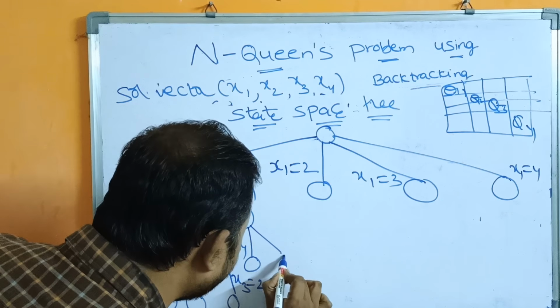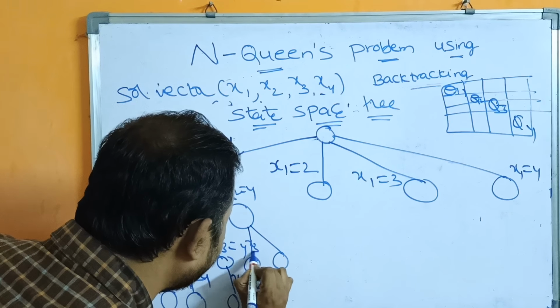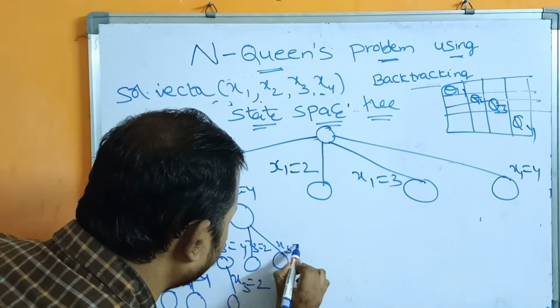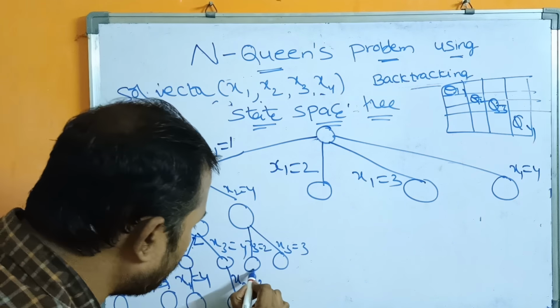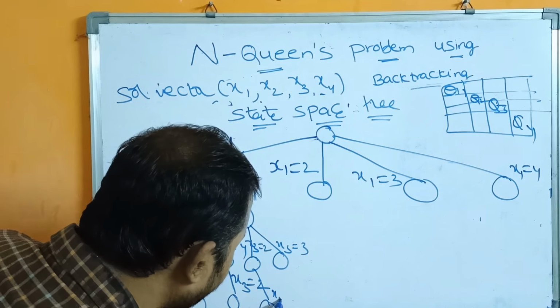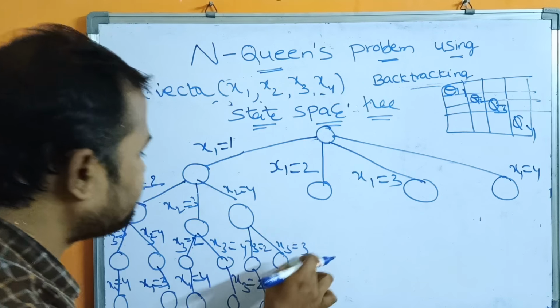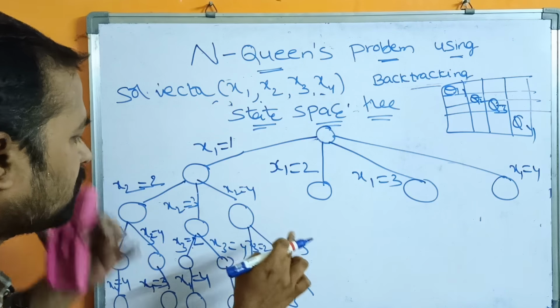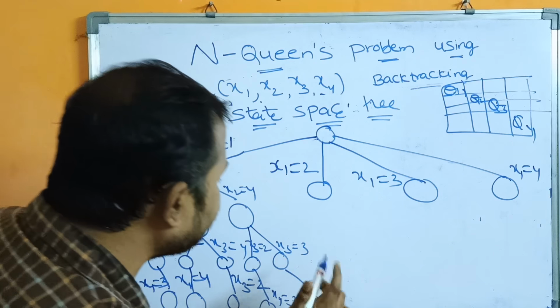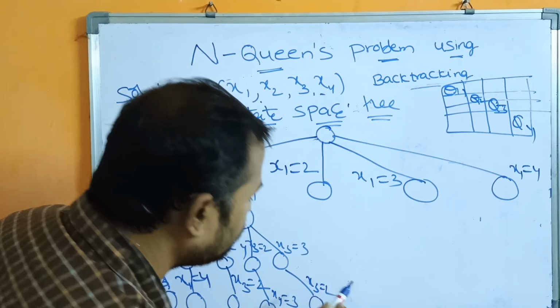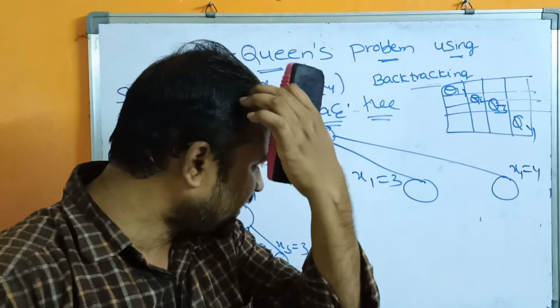So x3 can be either 2 or 3. If we observe this path, 1 is over, 4 is over, 2 is over. So what is the next one? x4 is equal to 3. Next, if we observe this path, 1 is over, 4 is over, 3 is over. So the next one is 2. So likewise, we can draw the entire diagram.